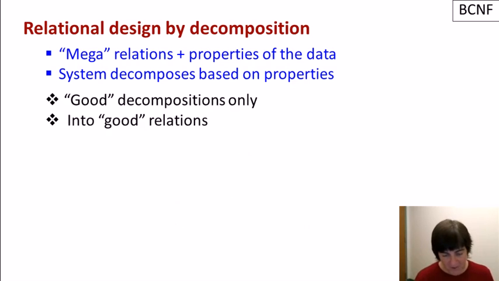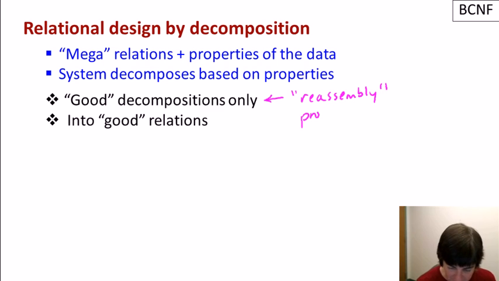So first of all, we definitely want good decomposition. As we saw, a good decomposition must capture all of the attributes, of course, but the more important property is that this reassembly by the join produces the original relation. And sometimes that's called, by the way, a lossless join property.